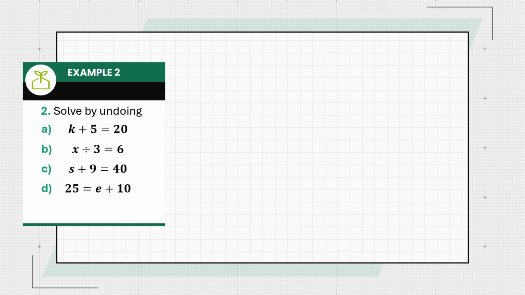Okay, let's get going. So for A, we have K plus 5 is equal to 20. So we started out with K, and then we added 5, and we got 20. That means in order to get K, all we have to do is take away 5 and go back the other way. So therefore K is equal to 20 minus 5, and that just equals 15.